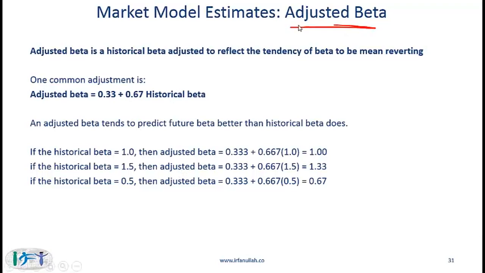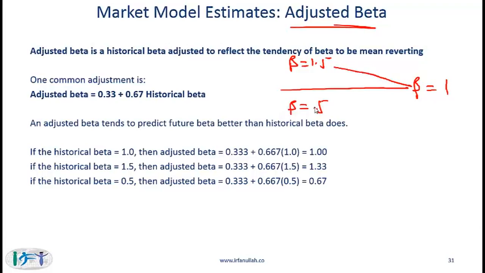Okay, adjusted beta. And again, this is something you've seen before. Before I work through the material on this slide, just a basic point. Beta is considered to be mean reverting. So beta in the long run reverts to a value of 1. If a given asset has a relatively high beta, say equal to 1.5, over time this is expected to come down. If a given asset has a low beta, over time it comes up.